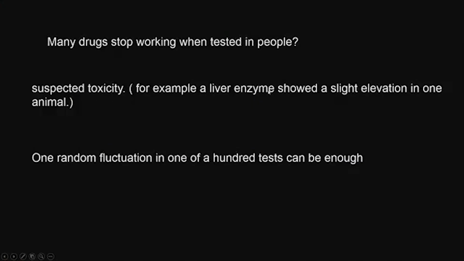So, many drugs stop working when tested in people. Why is that? Maybe toxicity. Maybe when it was tested in animals, a slight elevation of some liver enzyme was not taken very seriously, but when it was given to humans, the enzyme level got elevated too much. Even if there is one random fluctuation in hundreds of tests, they decide that the drug is not very safe and it has to be withdrawn. One in 100. That is a very tough business.